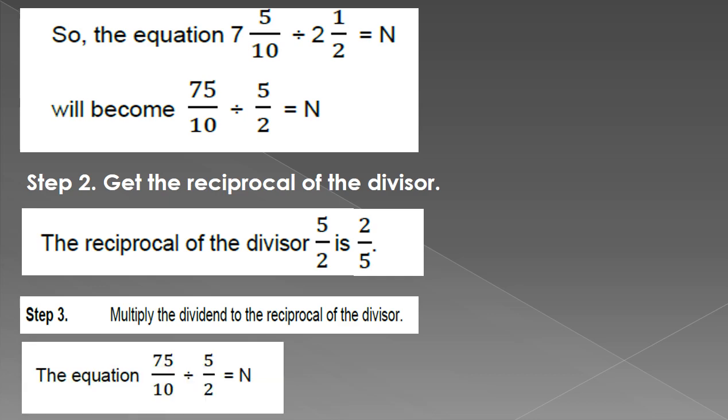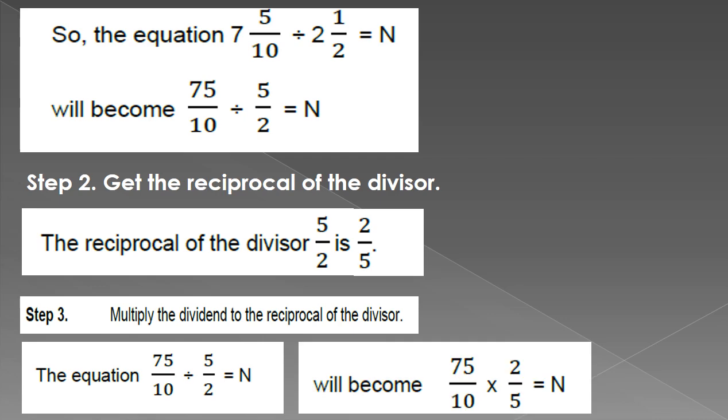So we are going to divide 75 over 10 divided by 5 halves equals n. So it will become 75 over 10 times 2/5, since the reciprocal of 5 halves is 2/5, so we always flip it to multiply. Again, 75 over 10 times 2/5.